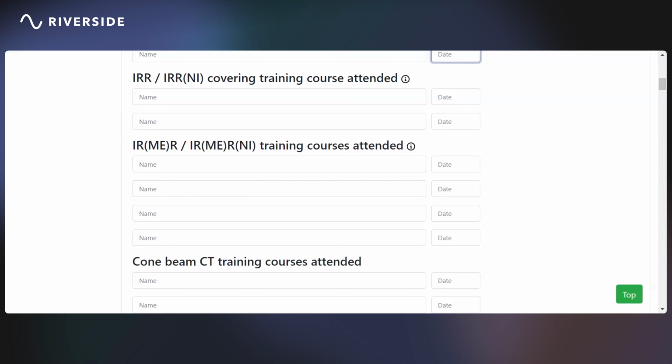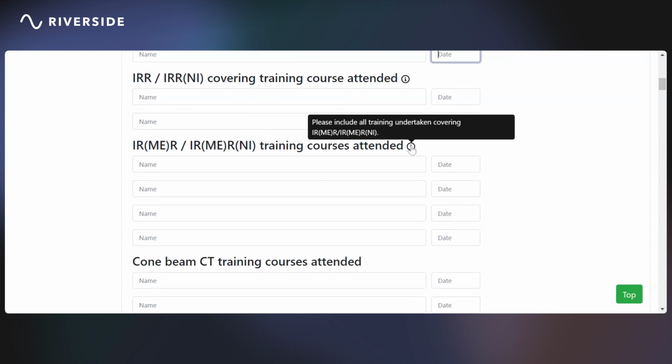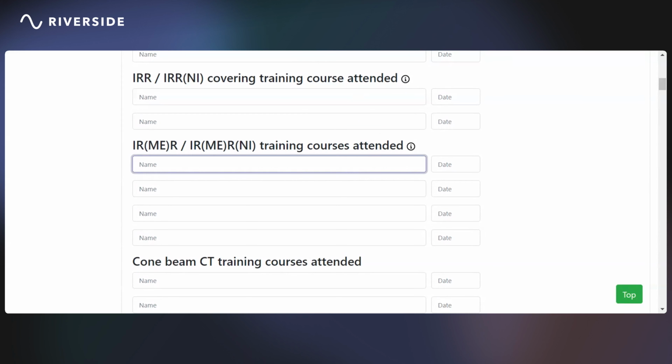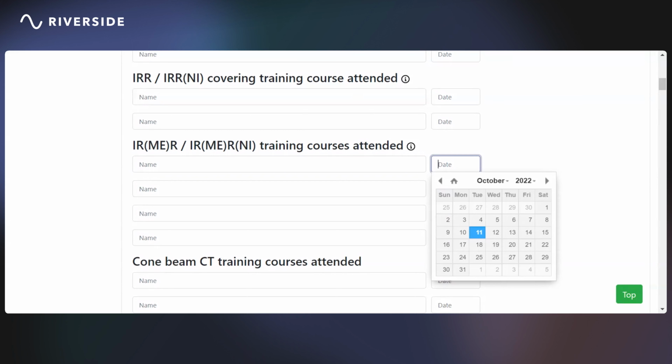Beneath that box, we have the IRMER training courses that have been attended. And again, information tabs on both. So the Ionising Radiation Medical Exposure Regulations and the Northern Irish version, any courses that have covered that particular legislation, the name of the course can be entered here, and the date that that course was attended can be entered here. Multiple courses can be entered in the boxes.